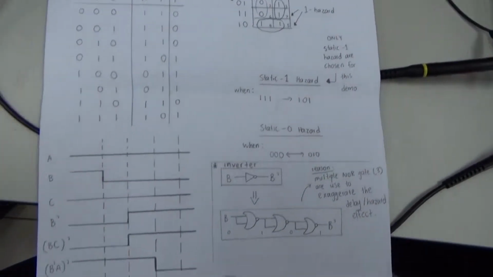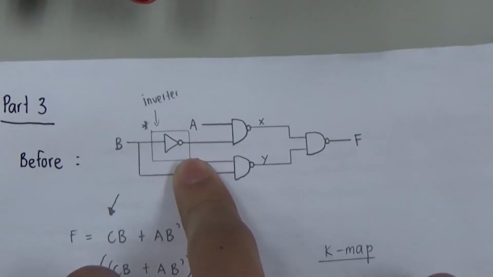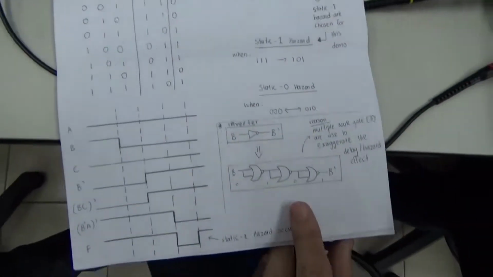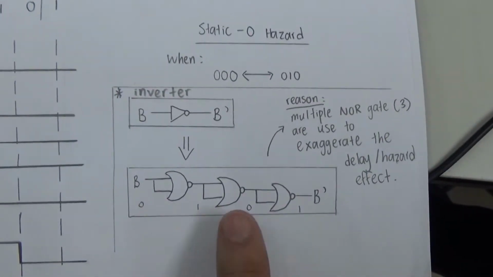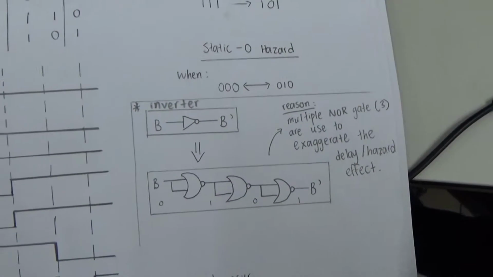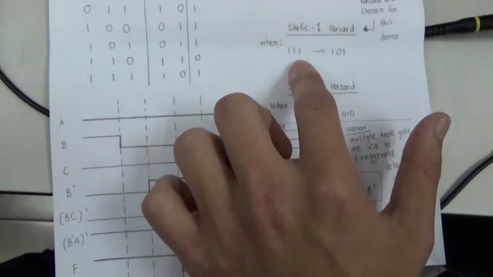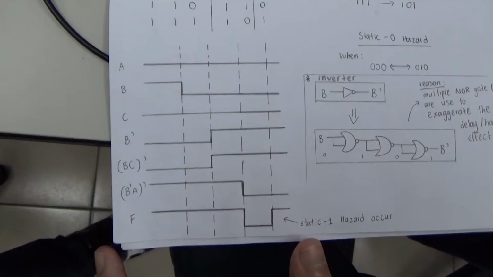For this inverter, we don't have a real inverter in our IC. That's why we're using this logic. We use 3 NOR gates to exaggerate the delay and the hazard effect. As you can see from the theory here, when 111 is changed to 101, the static 1 hazard will occur here.